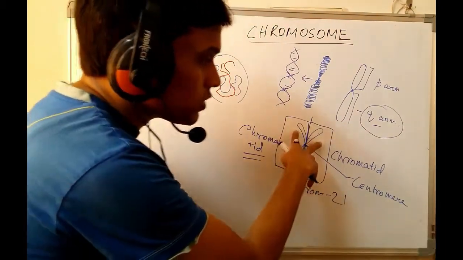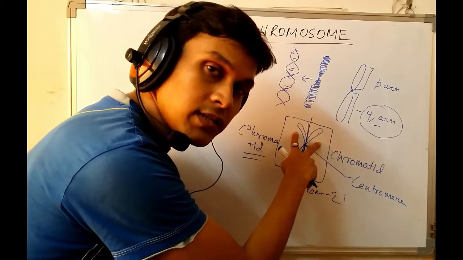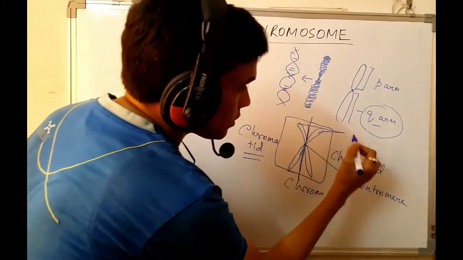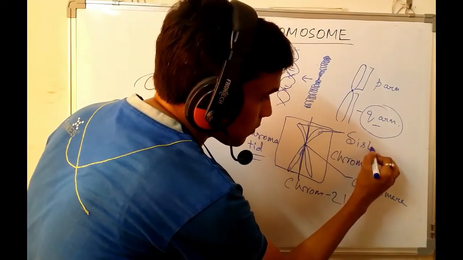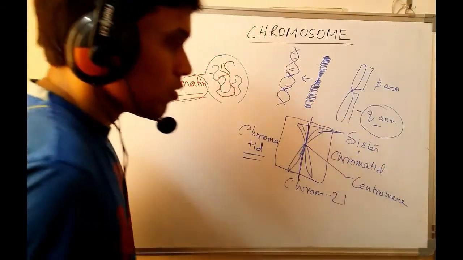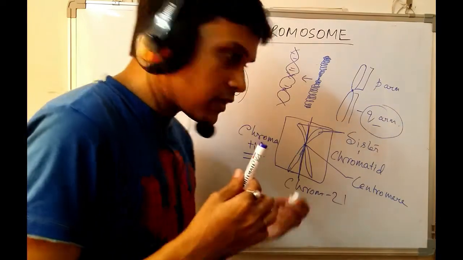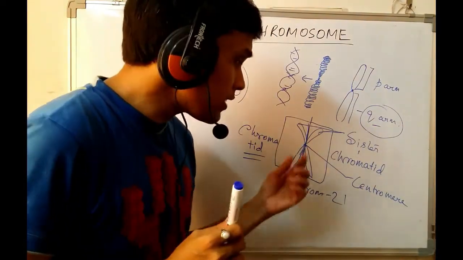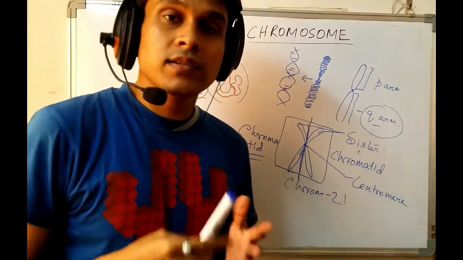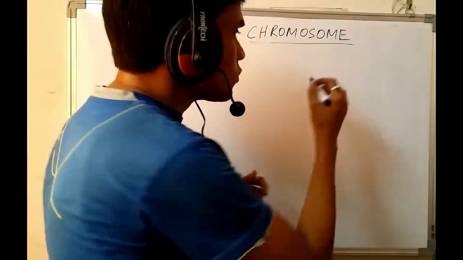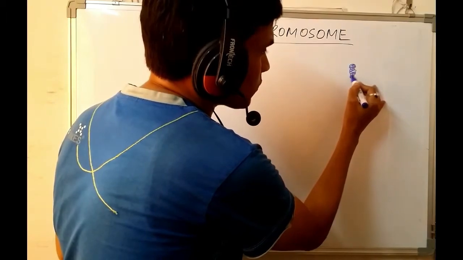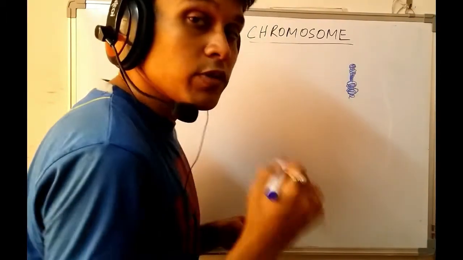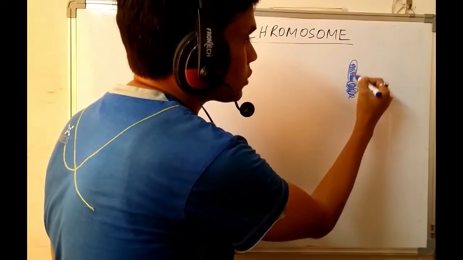If I consider the two chromatids at once, then we can say these are sister chromatids. Why are they sisters? Because they are identical. That is why they are called sisters to each other. Chromosomes get packed and form a structure like this during cell division, but not prior to that.